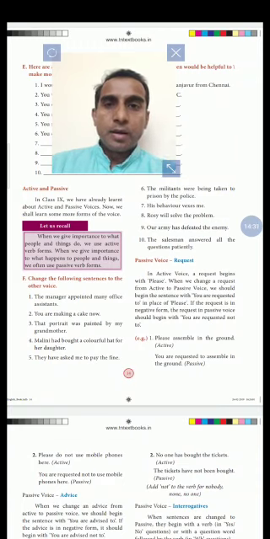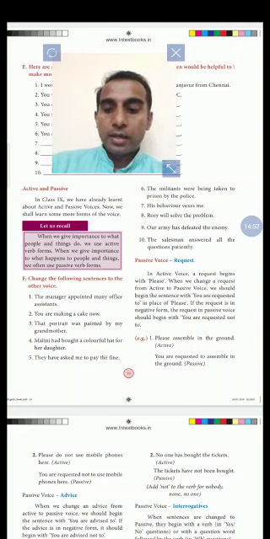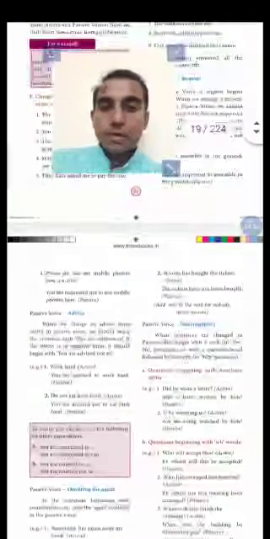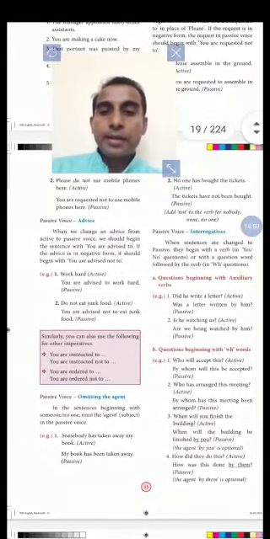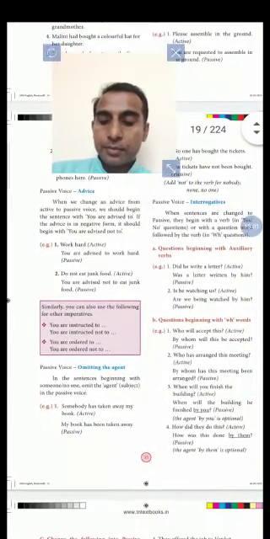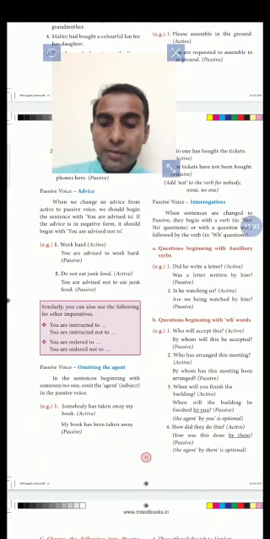Then, active to passive voice, omitting the agent. Sometimes when you know the person, you can say by whom. When the person is not known clearly, if it is written someone or no one, you need not write the person with by. You can omit that. That is why it is called omitting the agent. You can see it on the next page. In the sentence beginning with someone or no one, omit the agent in the passive voice.